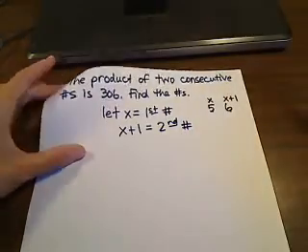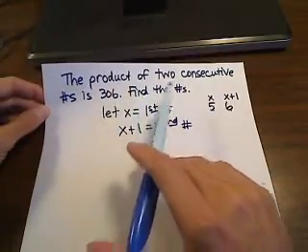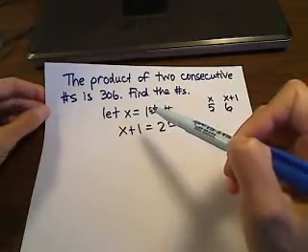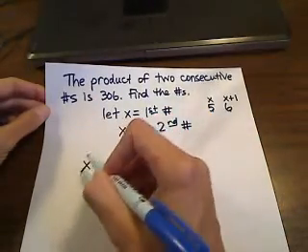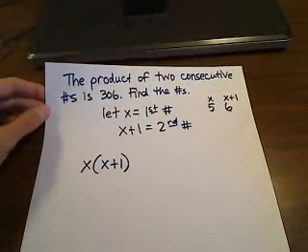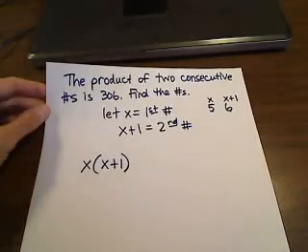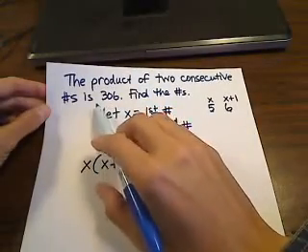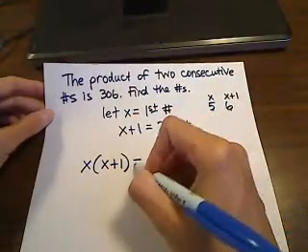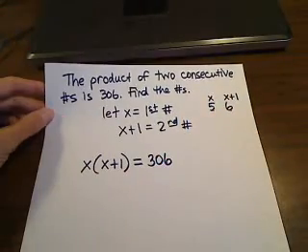Okay, so if we go back and look at it, it says the product of two consecutive numbers. These two represent our numbers. The product refers to multiplication. So x times x plus 1 represents the product of two consecutive numbers. And then it says is 306. In math, is always an equal sign, so we set it equal to 306.